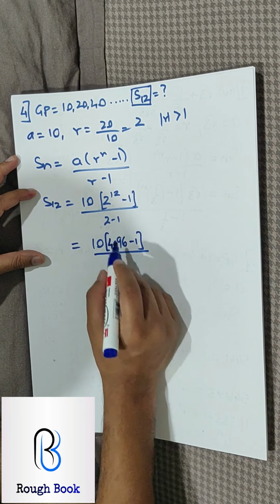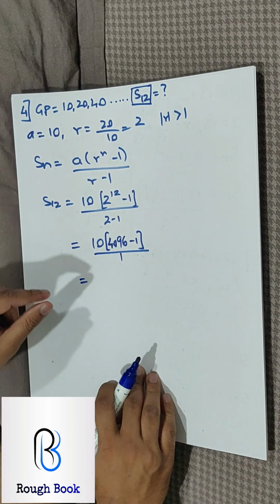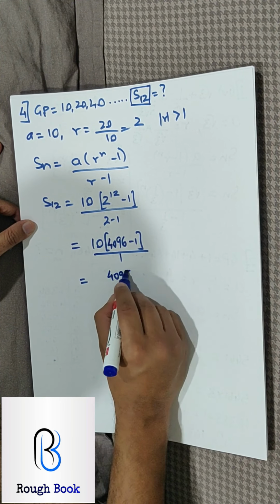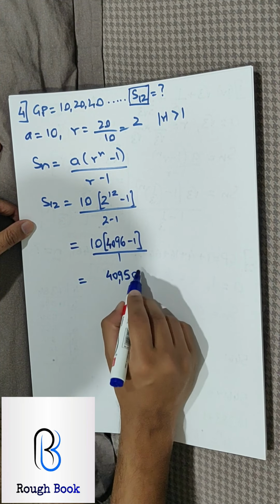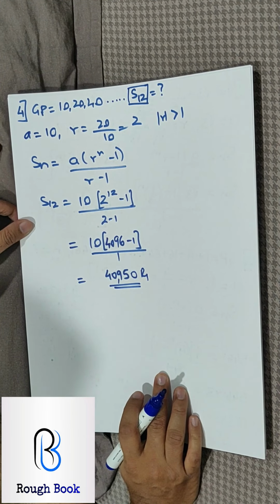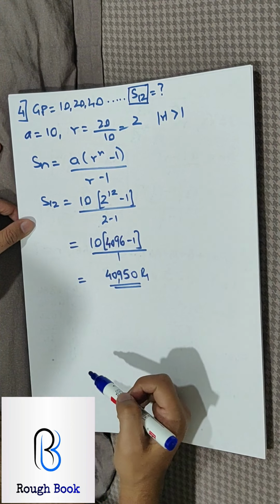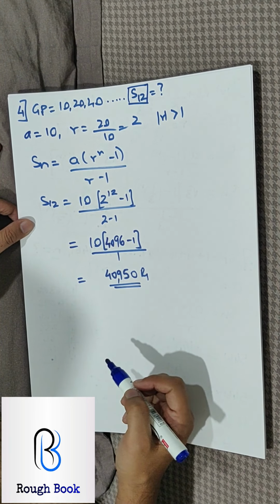The fun is not yet over. 2 minus 1 is 1. Let's see how much money we are pulling out from our parents. 4095 into 10. Are you getting it? Just 10 rupees on the first day and it's multiplying. That's the power of GP. This is the amount you're going to pull from your parents.